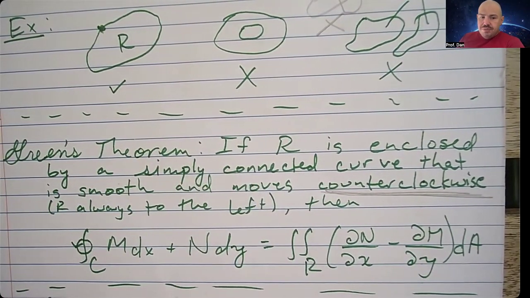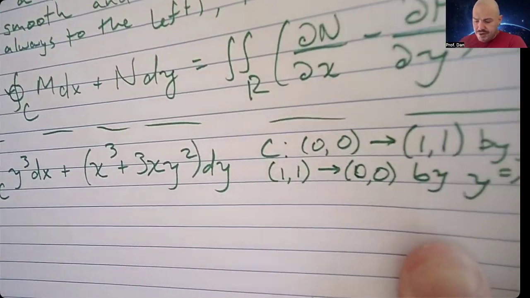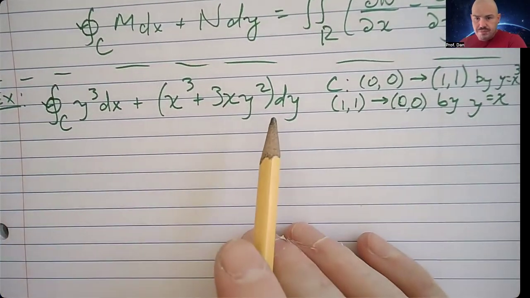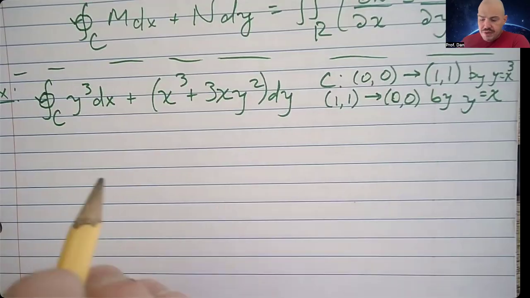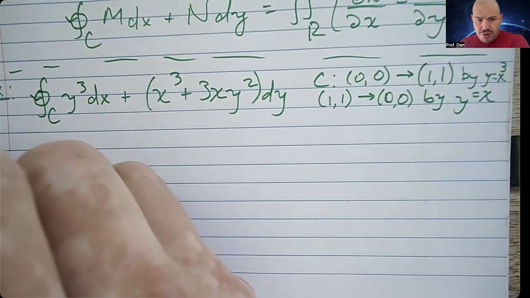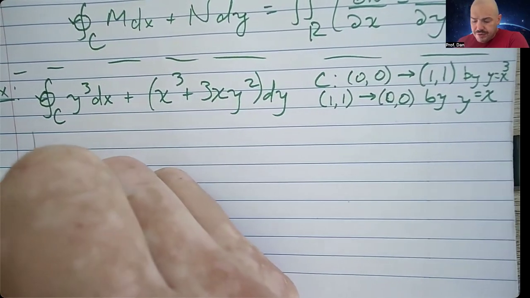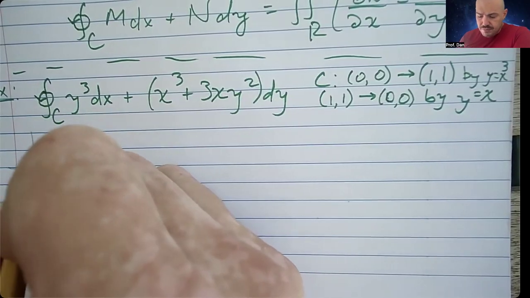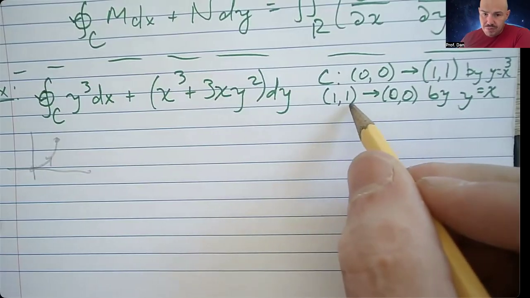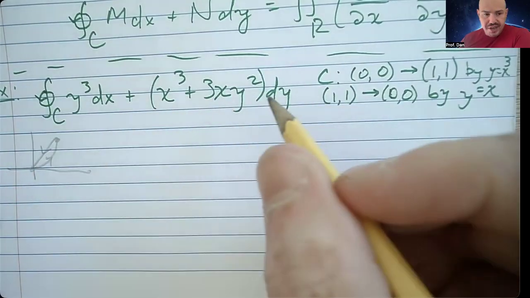All right, let's do some examples. First off, let's say that we want to evaluate this line integral by using Green's theorem. We have our path set out for us here. We are traveling from (0, 0) to (1, 1) along a cubic graph, so that's going to look like that. And then we're traveling back from (1, 1) to (0, 0) along the line y equals x.